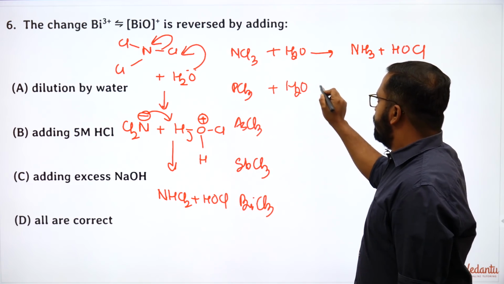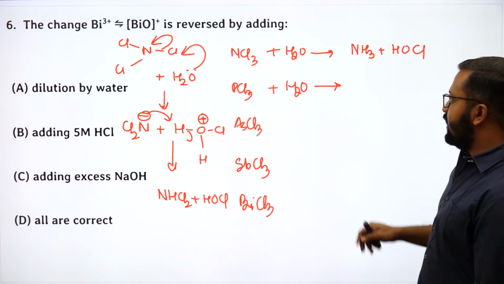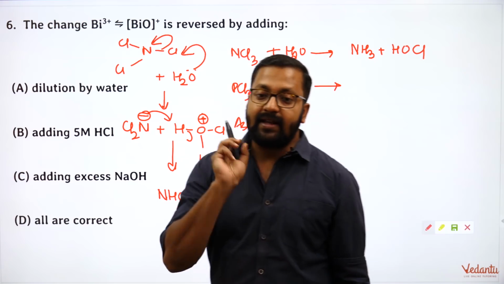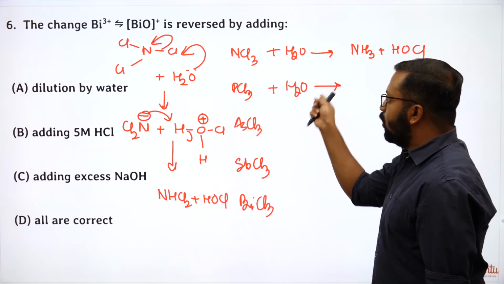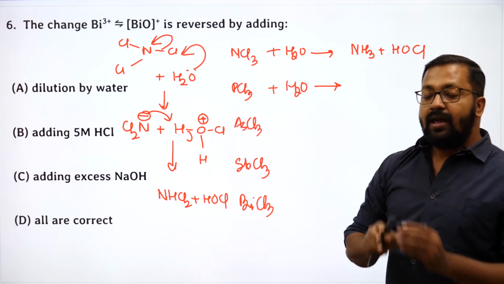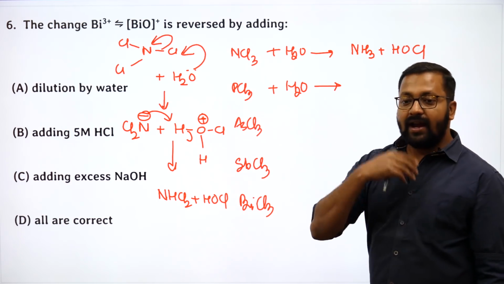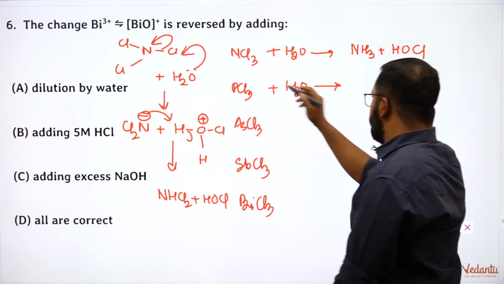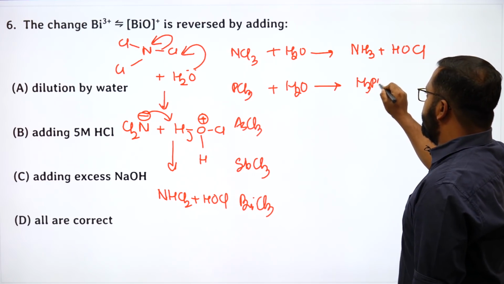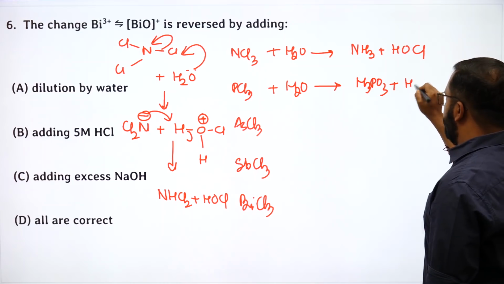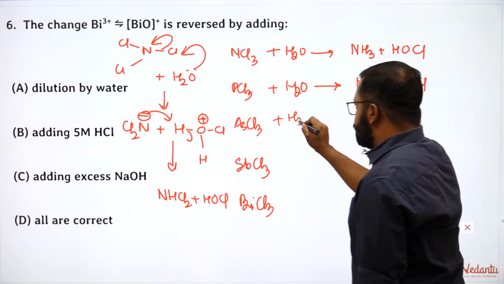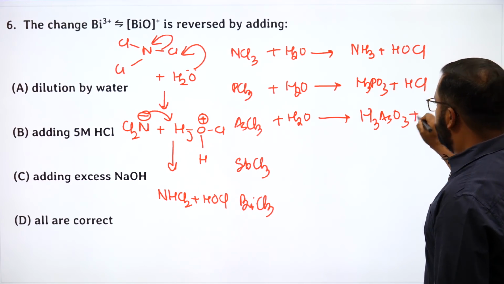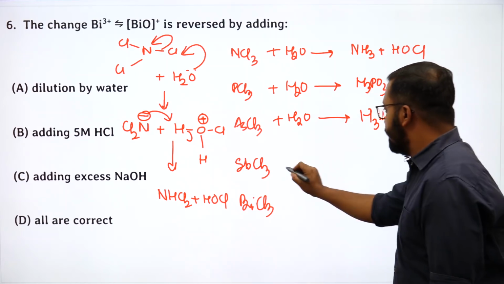PCl3 plus H2O. In this case, since phosphorus is the central atom and it contains vacant d orbitals, the H2O molecule will rather donate in the vacant orbital. हमेशा सेंट्रल को प्रेफरेंस दिया जाता है, एंड अगर सेंट्रल के पास वेकेंट डी ऑर्बिटल्स प्रेजेंट नहीं है तो पेरिफेरल के पास जाएगा. Now this will form H3PO3 plus HCl. AsCl3 with H2O forms H3AsO3 plus HCl.